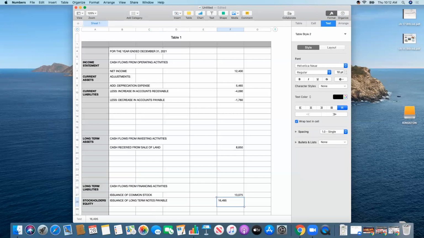Next, purchase of equipment. Equipment is a long-term asset. That's an investing activity. Purchase of equipment. Now, that's a negative number because cash was used, right? Cash was spent. 39,865 minus 39,865.